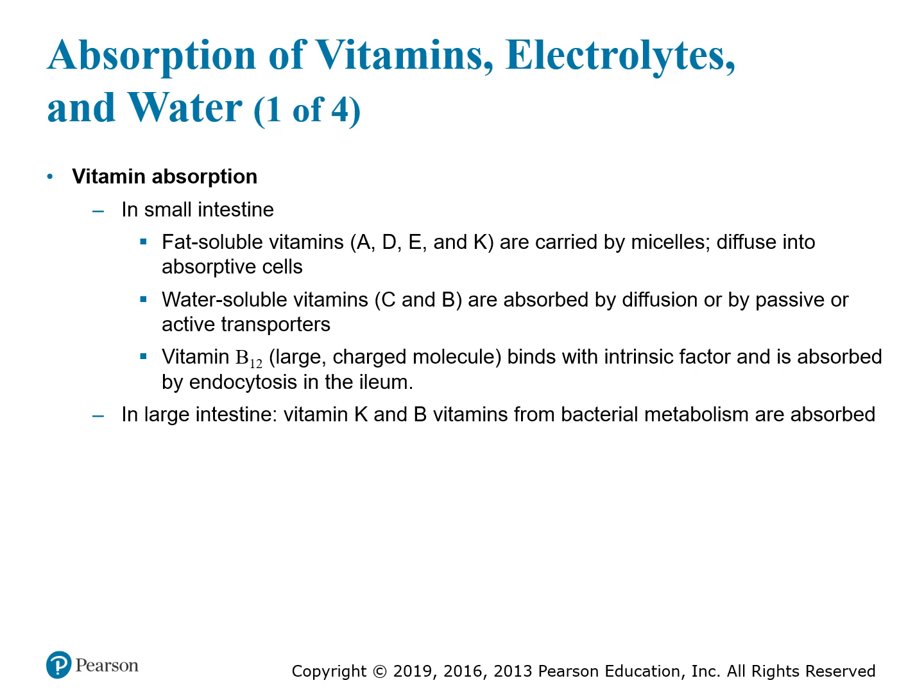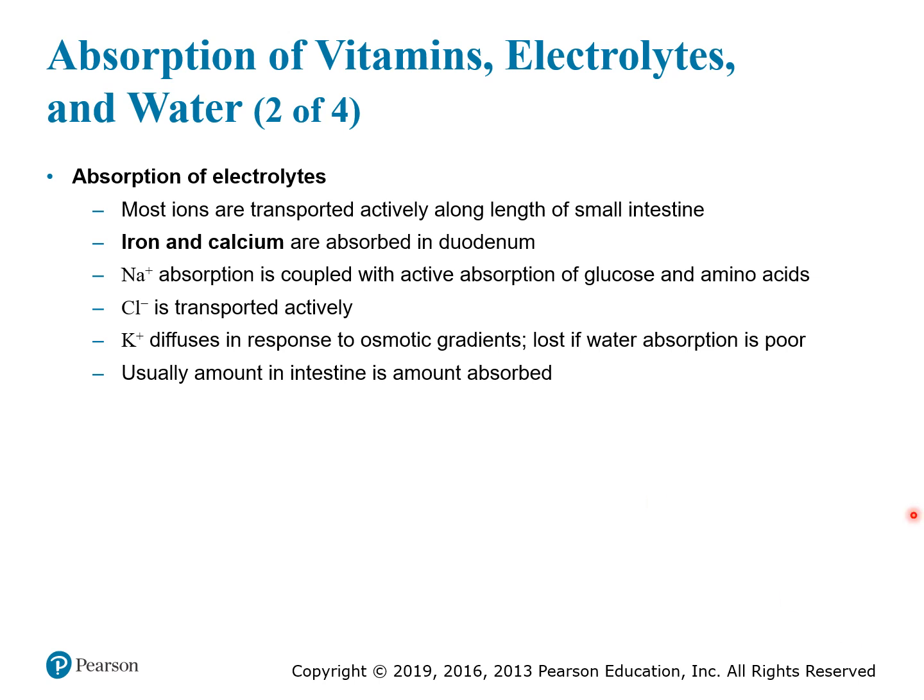Now let's go towards the electrolytes. For absorption of the electrolytes, most of the ions are transported actively along the length of the small intestine. Okay, so there is active transportation all along the length of the small intestine. Iron and calcium are exceptional. Iron and calcium are absorbed in the duodenum. The duodenum is the first part of the small intestine.